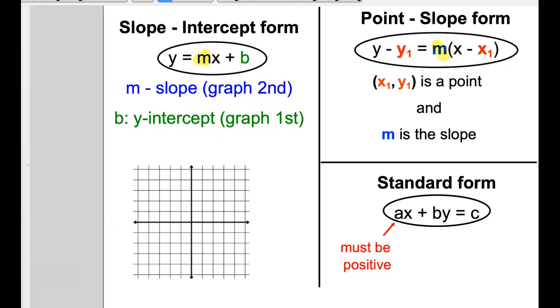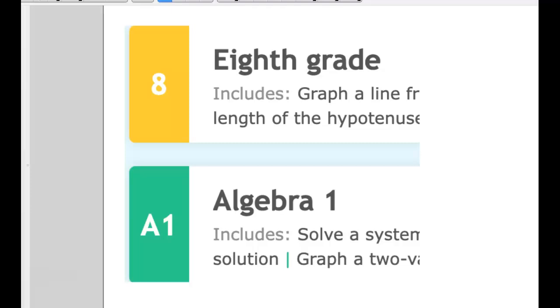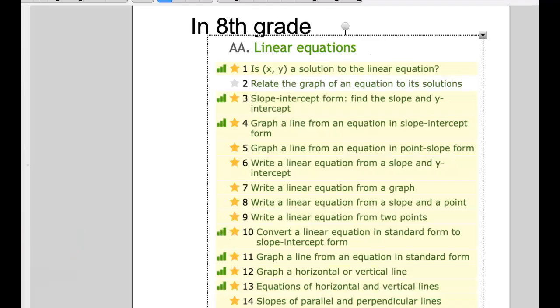Okay. If you do happen to finish early, you can always go into IXL. 8th grade math would be the good thing, or the Algebra 1 pieces. There's lots of things you can practice in linear equations. Typically 8th grade would be the best place to start.